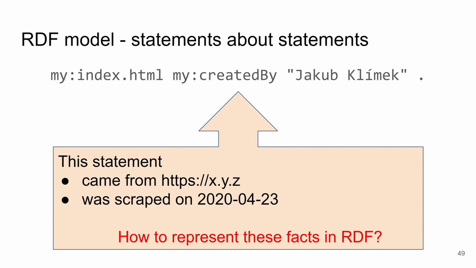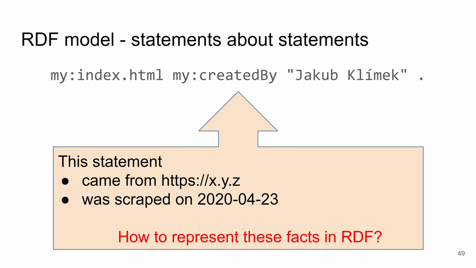Well, if you think about it, there is a small problem, right? In RDF, everything is identified by an IRI. So the subject of the triple is an IRI, the predicate is an IRI, and an object, when it is a thing, is also an IRI. However, the triple itself does not have any IRI assigned. So it is hard to say something about this triple.